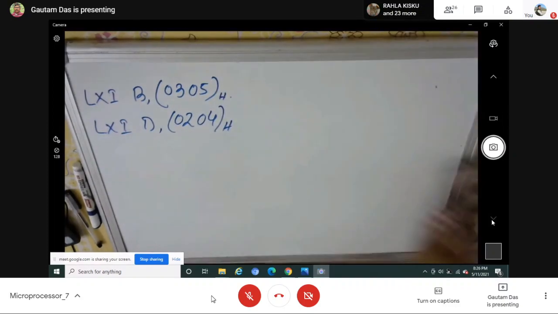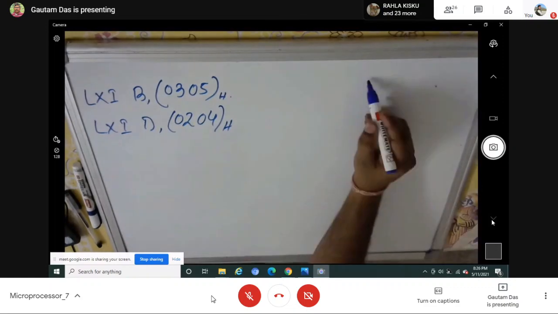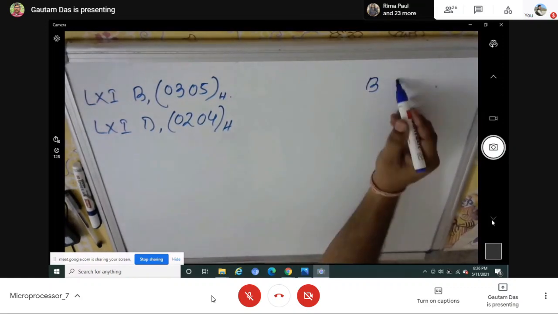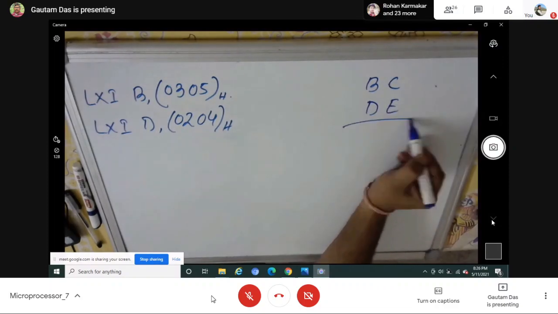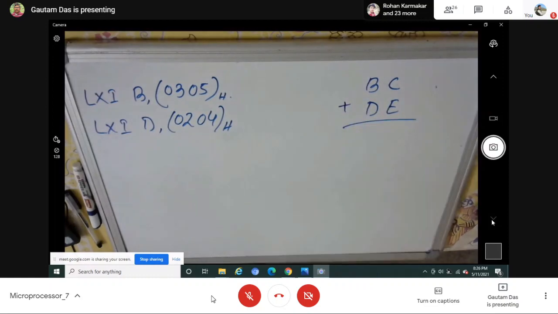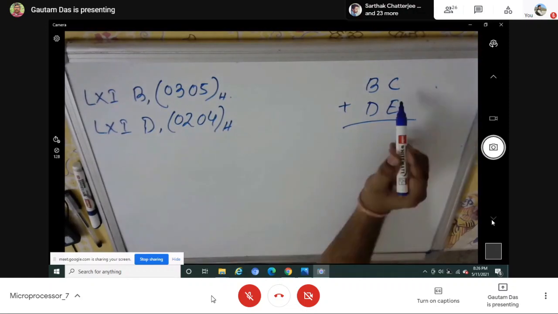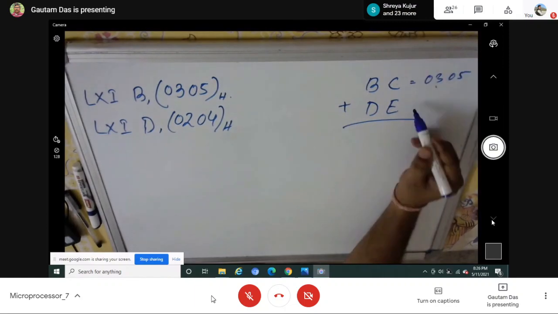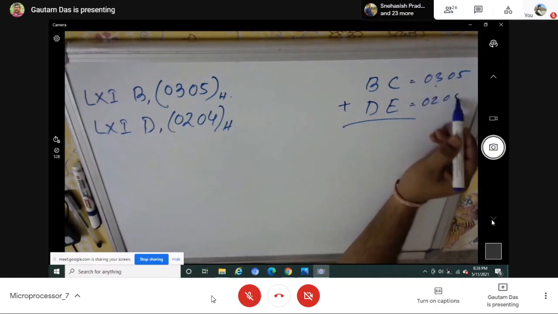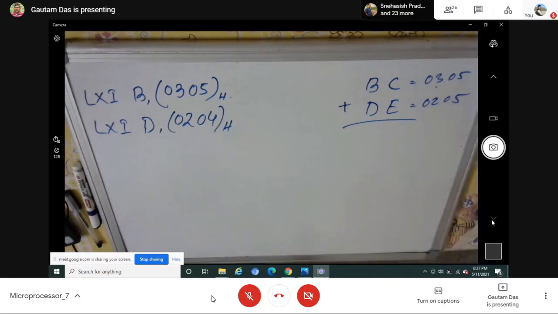What does it mean? I have one 16-bit data at BC, and another 16-bit data stored at DE. Now I want to add them. So using these two instructions, I have stored these two data in two register pairs. One is at BC, another is at DE. That means 0305 is at BC, and 0204 is at DE. I want to add these two.